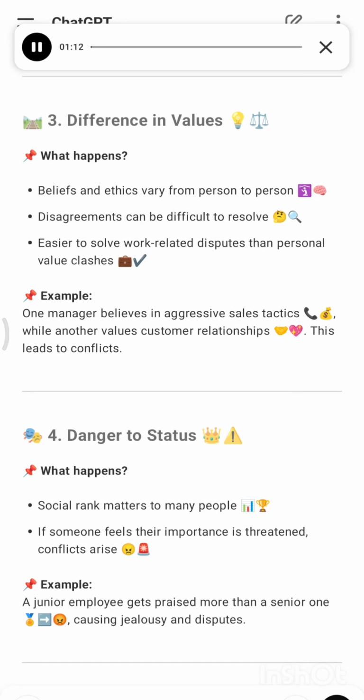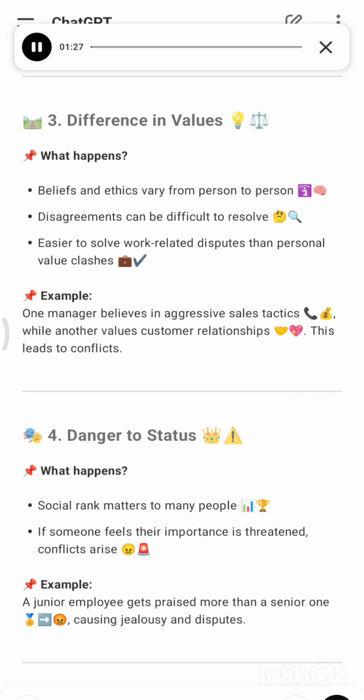Easier to solve work-related disputes than personal value clashes. Example: one manager believes in aggressive sales tactics, while another values customer relationships. This leads to conflicts.